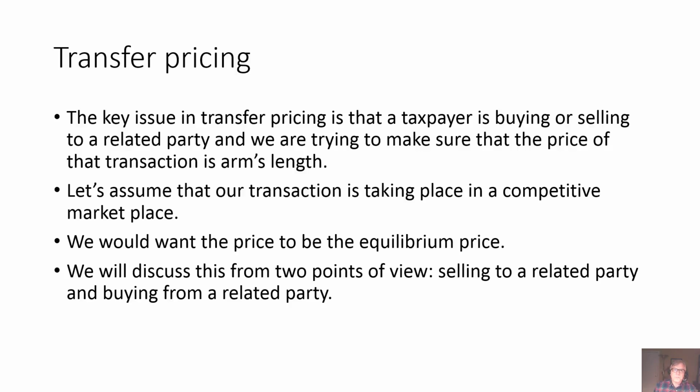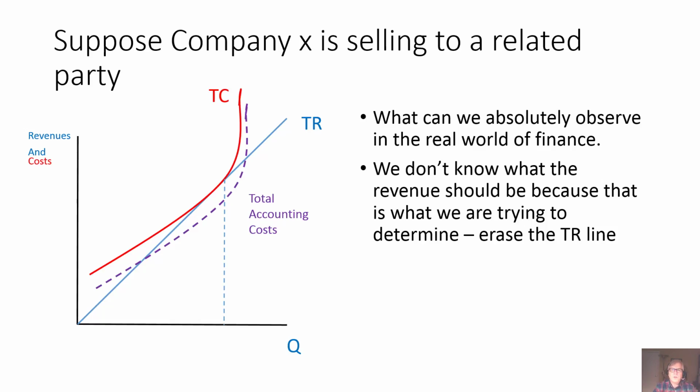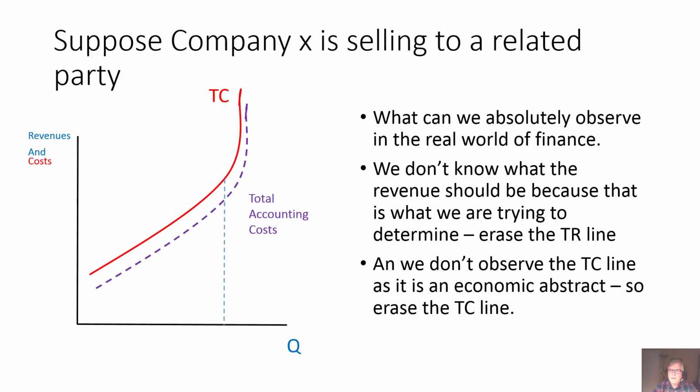Let's go through our example a little bit more. So here we are, suppose that these are the curves and the situation facing company X, who is selling to a related party. Now, what can we absolutely observe in the real world of finance? Well, some of these things are contextual. We don't really know what they are. For example, if we're selling to a related party, then that total revenue line, the price that we're selling it at, we don't really know that line. That's what we're trying to figure out, what would be arm's length. So let's get rid of the total revenue line.